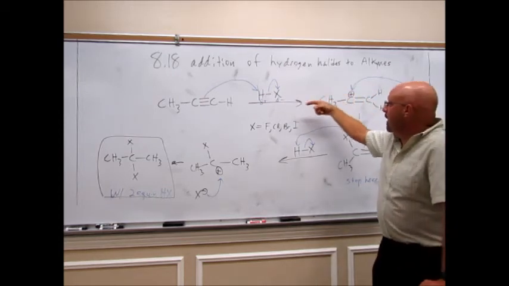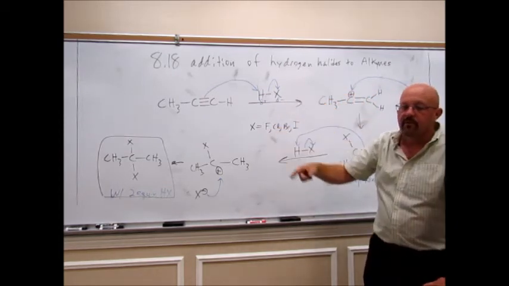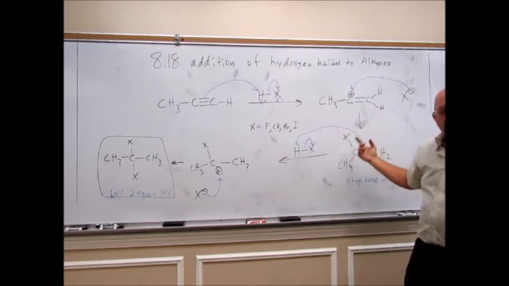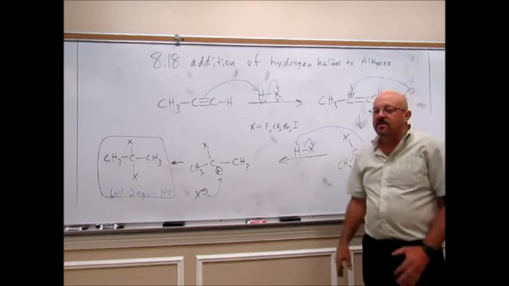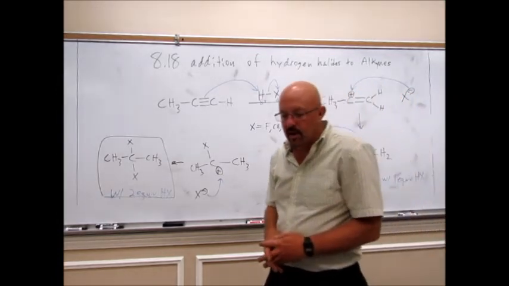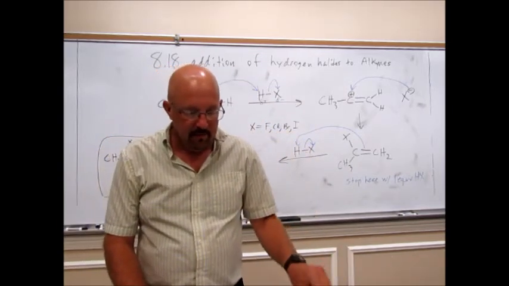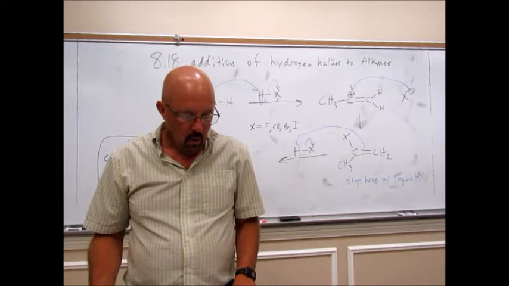Only difference, you have to pay attention whether you have one equivalent or two equivalents. And then we can also do the halogens that I just did in the previous section. Again, you have to pay attention whether you have one equivalent or two equivalents. That's the only difference between the alkynes and the alkenes. They still work exactly the same. Questions on those?